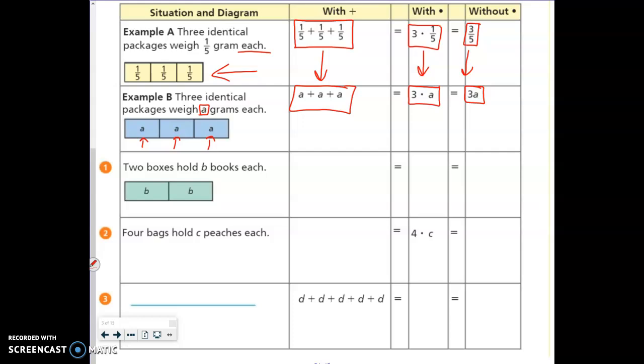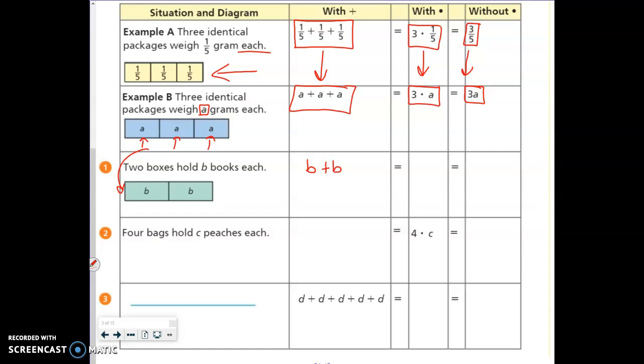All right, so we got 2 boxes that hold B books each. They've given us the diagram. Okay, again, just giving us what we see up here. We know we've got a B there. Now, the repeated addition piece is we've got 2 boxes that are B each. So that's simply going to be B plus B. Not a lot of repeating, but B plus B. 2 boxes at B books each.